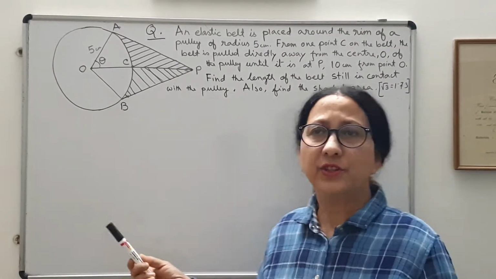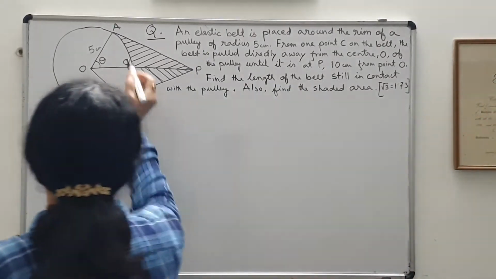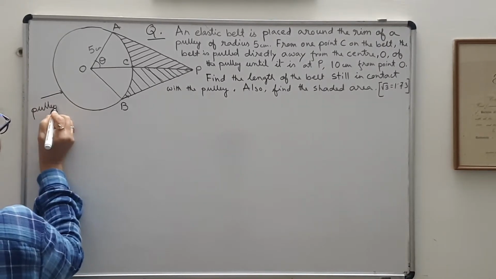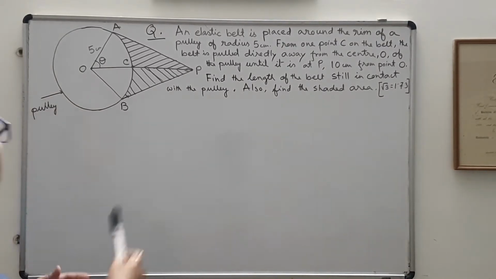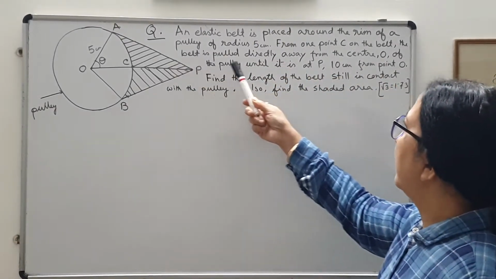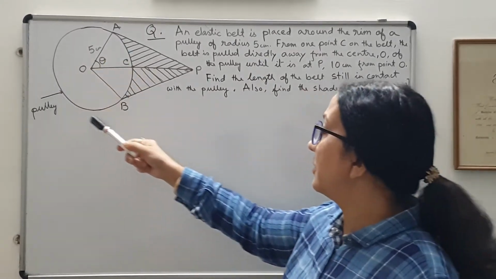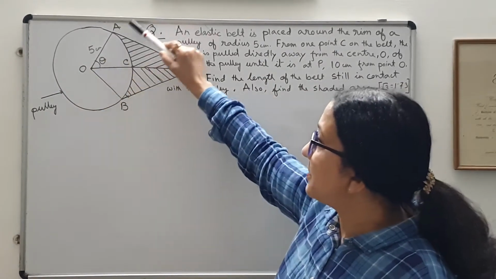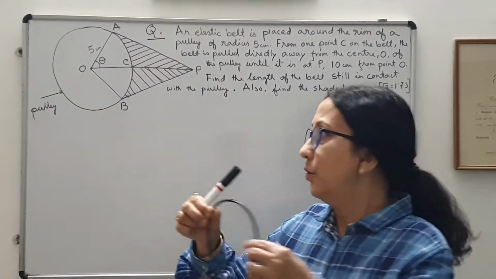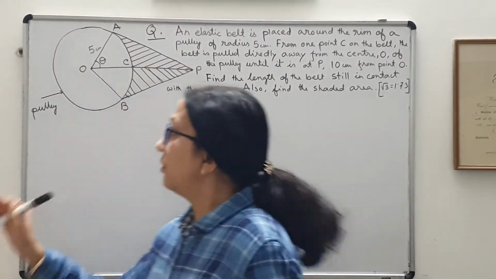So today I've taken a question where this circular thing is a pulley. An elastic belt is placed around the rim of a pulley of radius 5 centimeters. So this is the pulley, the rim of the pulley, which is circular in shape, and its radius is 5 centimeters, and the elastic belt, something like that, is placed around the solid pulley.